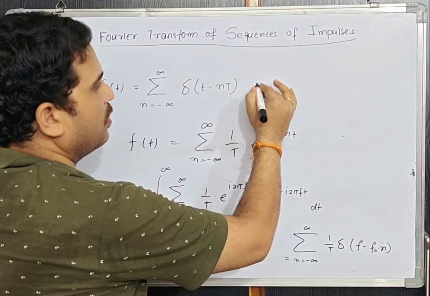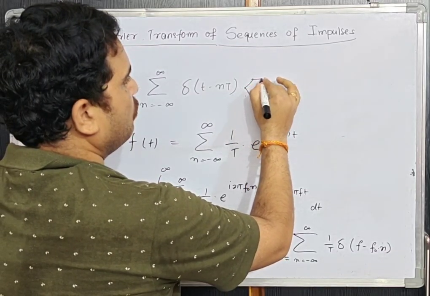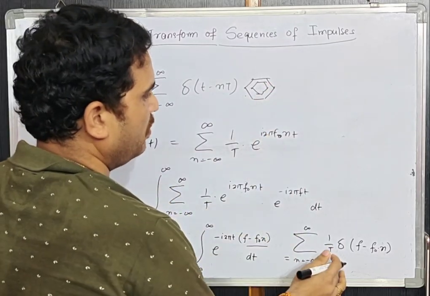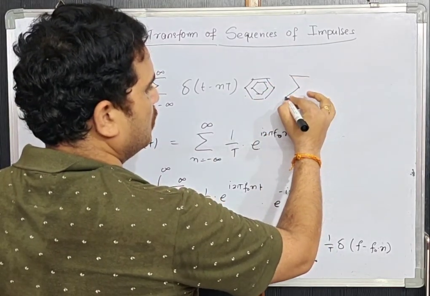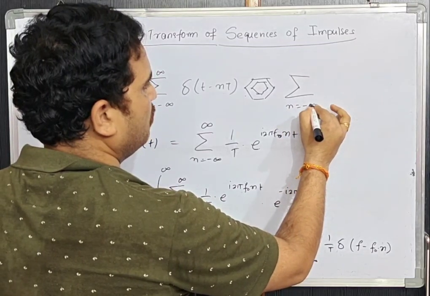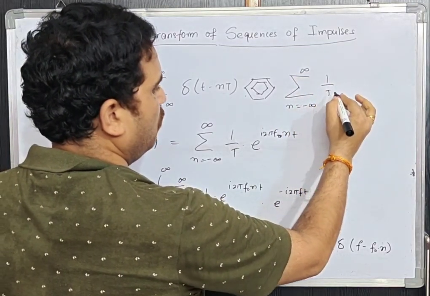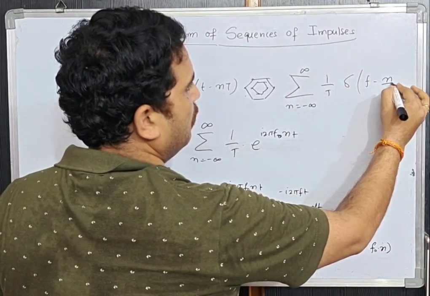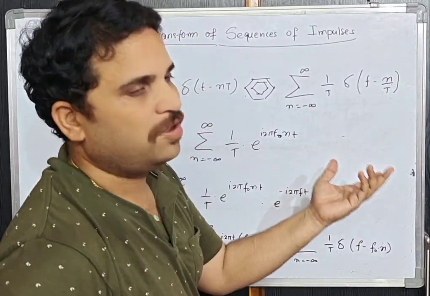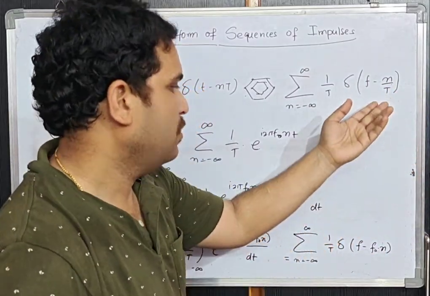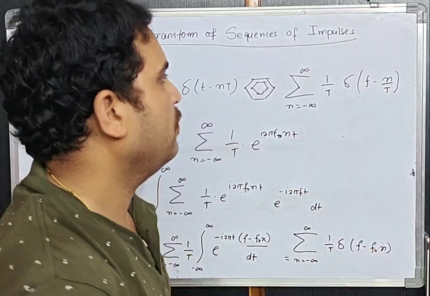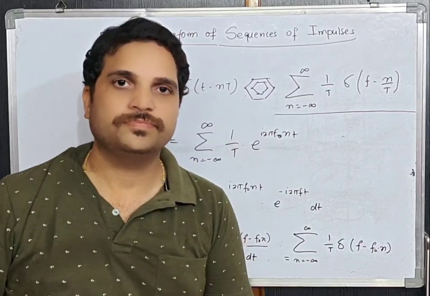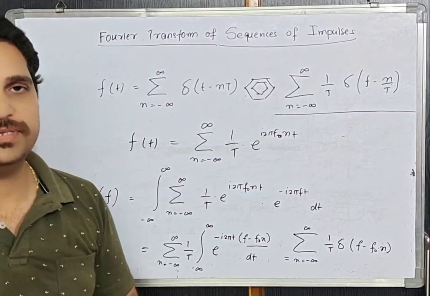We can rewrite this also, so it is a transform pair. This is summation from n equal to minus infinity to plus infinity of 1 by T, times delta of f minus n by T. Some people write n by T because frequency is 1 by time period, or 1 by time period is frequency. So that is f naught equals 1 by T. So this is the answer that we have obtained in 2 simple steps. Thank you.